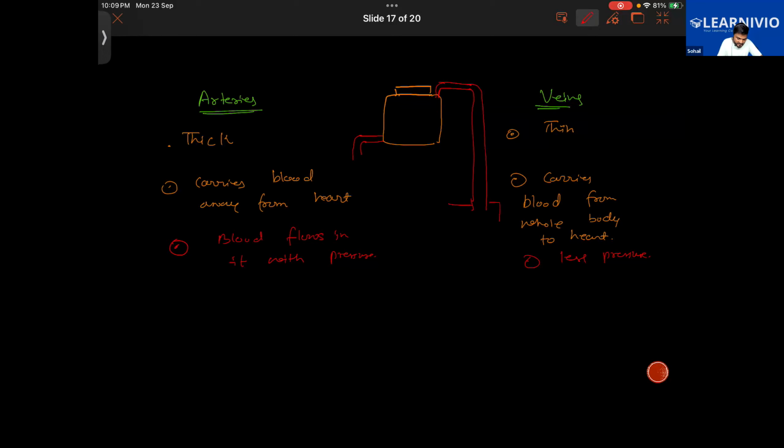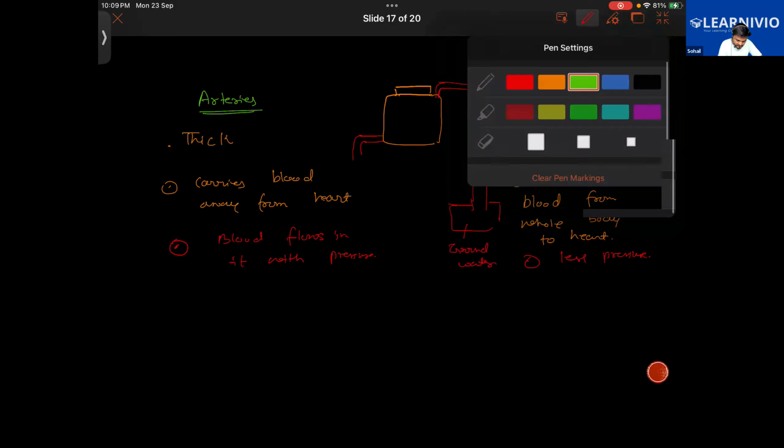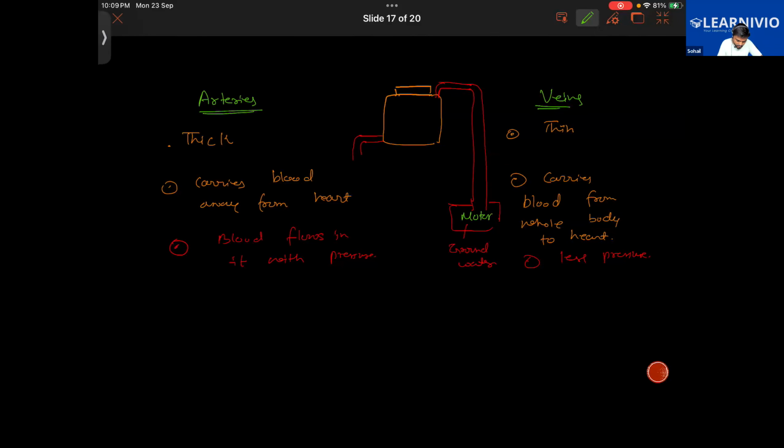We take the groundwater, and there we have installed a motor pump at the end of this pipe. This motor pump is going to pump the water via this pipe into the tank, and the pipe connected to the base of the water tank distributes water to different taps in the house. Obviously, since this is connected with the motor pump, the pressure of water in this pipe is more.